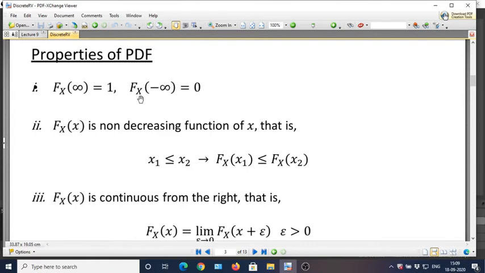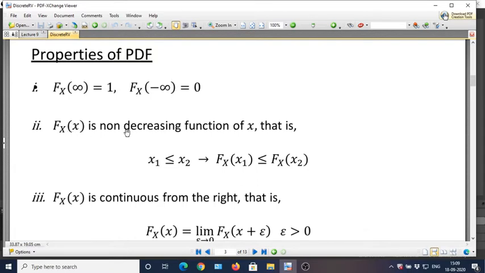Similarly, if you evaluate the quantity Fx of minus infinity, this corresponds to the interval minus infinity to minus infinity, which is an interval of 0 range, and therefore it corresponds to the impossible event, whose probability we have already assigned as 0. So Fx of minus infinity is equal to 0. Then we can also see other properties.